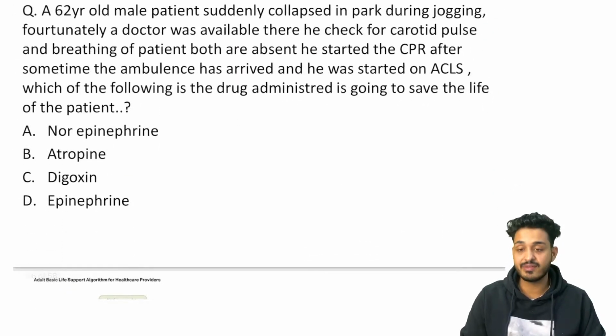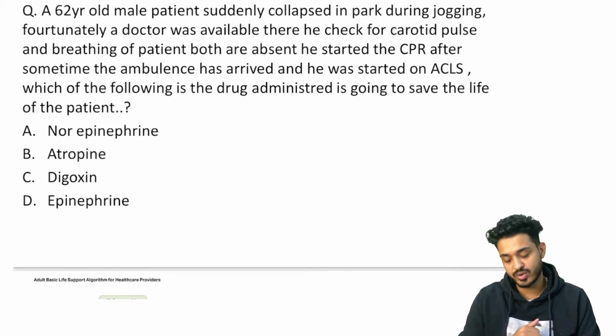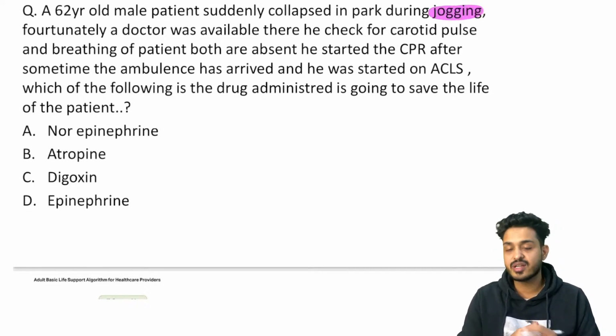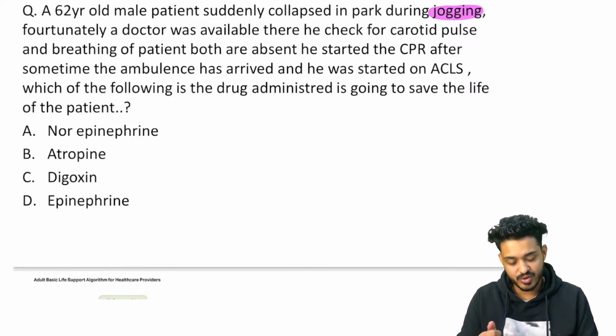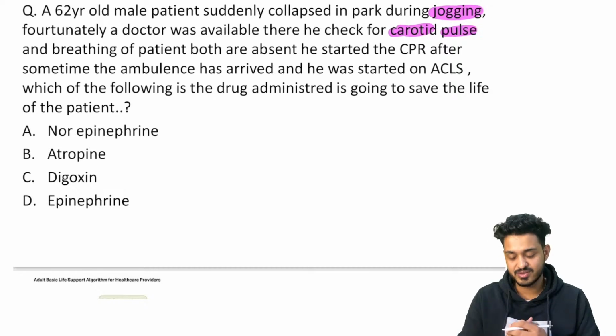Last question we are having: a 62-year-old male patient suddenly collapsed in a park during jogging, right? Fortunately a doctor was available, so someone from you was available over there, and he checked for the carotid pulse. You check for the carotid pulse of that particular person and breathing of the patient, and both are absent.